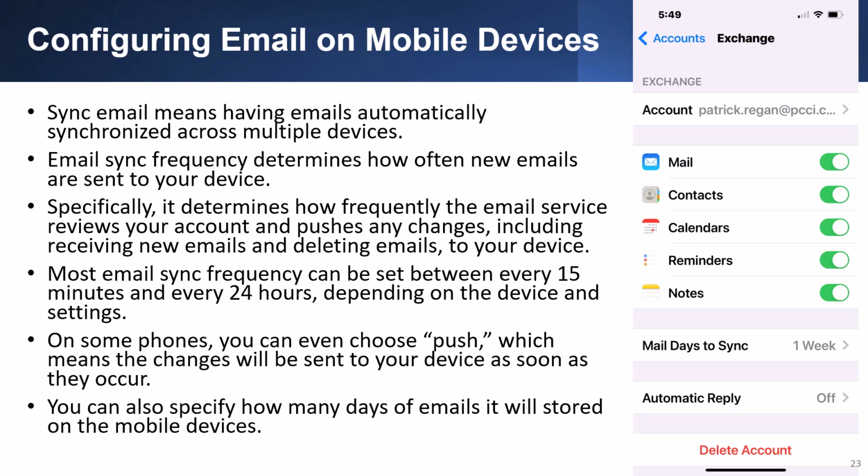Most email sync frequencies can be set between every 15 minutes and every 24 hours, depending on the device and settings. On some phones, you can even choose push, which means the changes will be sent to your device as soon as they occur. You can also specify how many days of emails it will store on your mobile device.